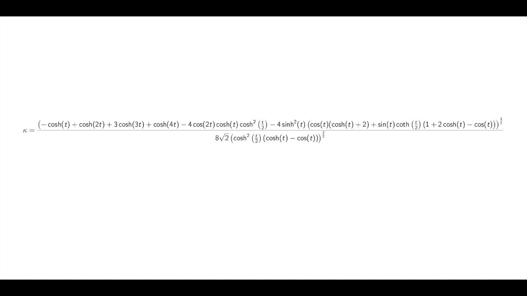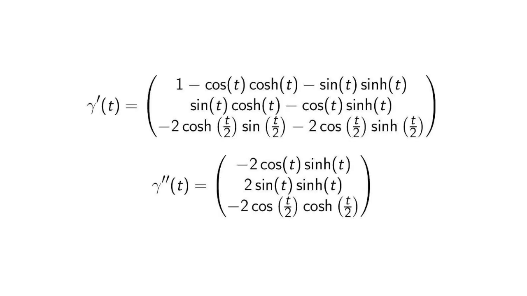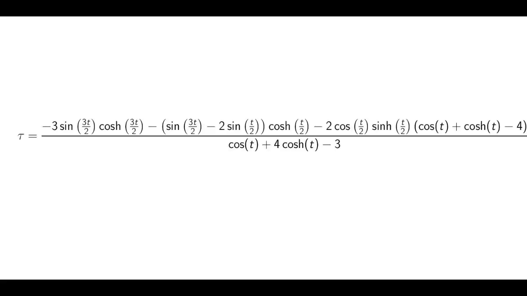But we can compute the curvature. We need to find the first and second derivatives of gamma. We take the cross product of them, and finally we divide that by the norm of the first derivative of gamma cubed. But what about torsion? Torsion: the inner product of the first derivative cross the second derivative, and then the third derivative of gamma, divided by the norm of the first derivative cross the second derivative, squared.